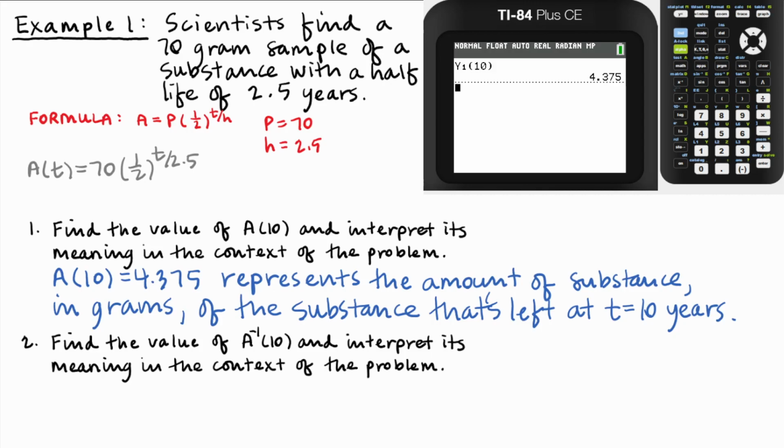The value of A inverse of 10. This is something we did quite a bit in the last unit: finding the value of an inverse function. And so for A inverse of 10, what I told y'all to do anytime you're confronted with that is set A of t equal to 10. Like f inverse of 3, f of x equals 3. So A inverse of 10, A of t equals 10.